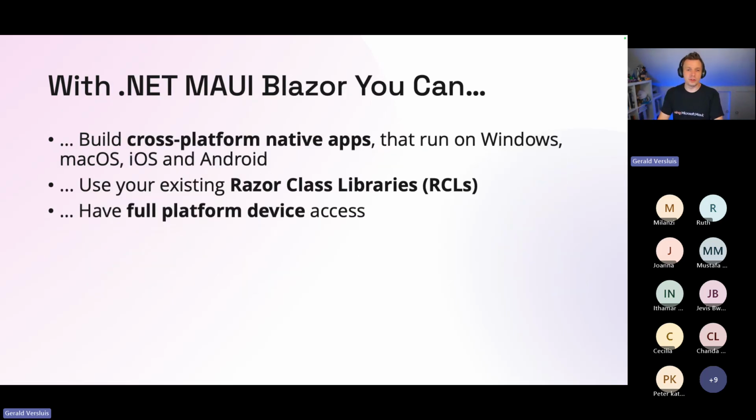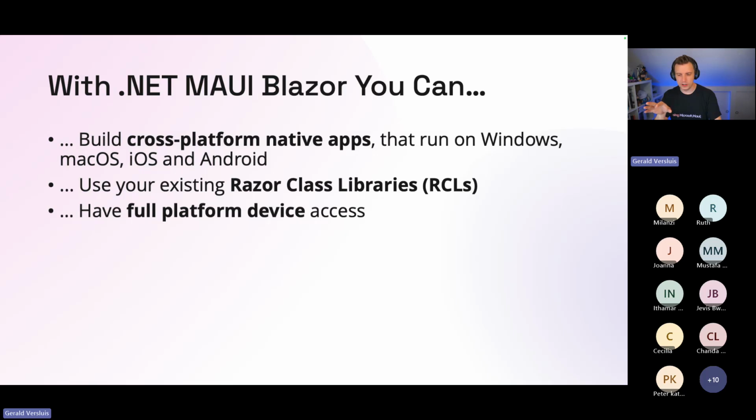So with .NET MAUI Blazor, you can build cross-platform native apps that run on Windows, macOS, iOS, and Android, right? Not coincidentally, all the platforms that we're supporting with .NET MAUI. You can reuse your existing Razor class libraries. So Razor class libraries are basically the DLLs for Razor, for Blazor.